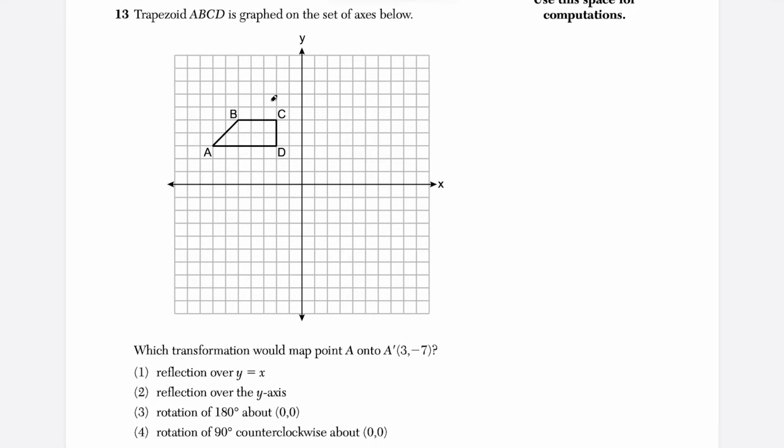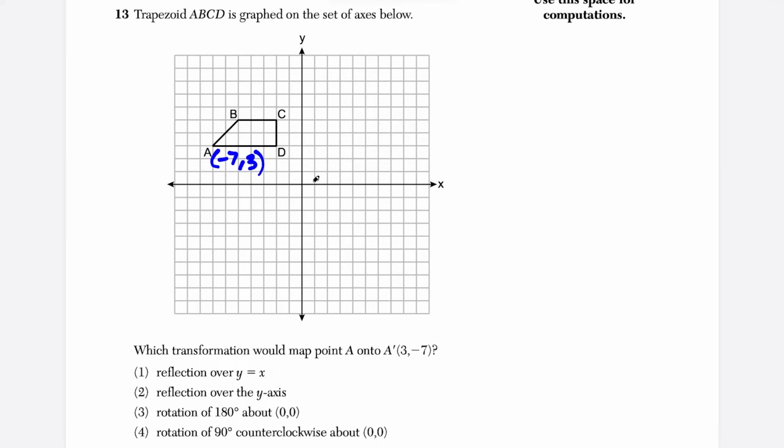Question 13: Trapezoid ABCD is graphed on the set of axes below. Which transformation would map point A onto A prime at (3, -7)? So for this one, we're going to plot point A prime, and we're also going to identify the coordinates of A. So A is located at -1, 2, 3, 4, 5, 6, 7, and then up 1, 2, 3. So A is at (-7, 3).